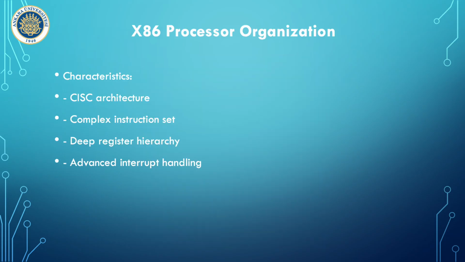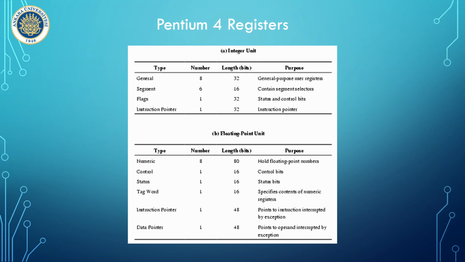Now we will talk about x86 processors. This processor family is based on the CISC architecture with a large and complex instruction set. It supports many addressing modes and instruction formats, and it has evolved over decades, maintaining backward compatibility. Internally, x86 processors have a deep register hierarchy and advanced interrupt handling mechanisms.